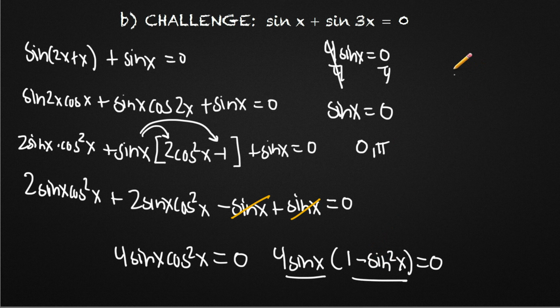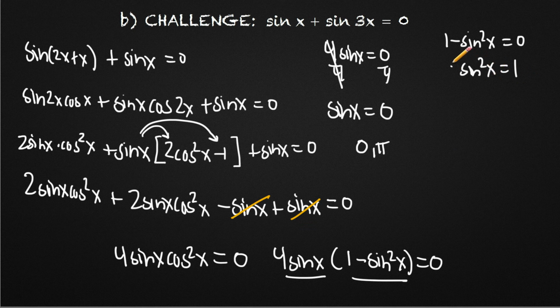Now this one can be a little tricky. I'm going to set 1 minus sine squared of x equal to 0. I'm going to move the sine squared x to the other side and make that a 1. Actually, I made a mistake here. This should have been... Actually, no, I am doing it right. I was thinking of something else.